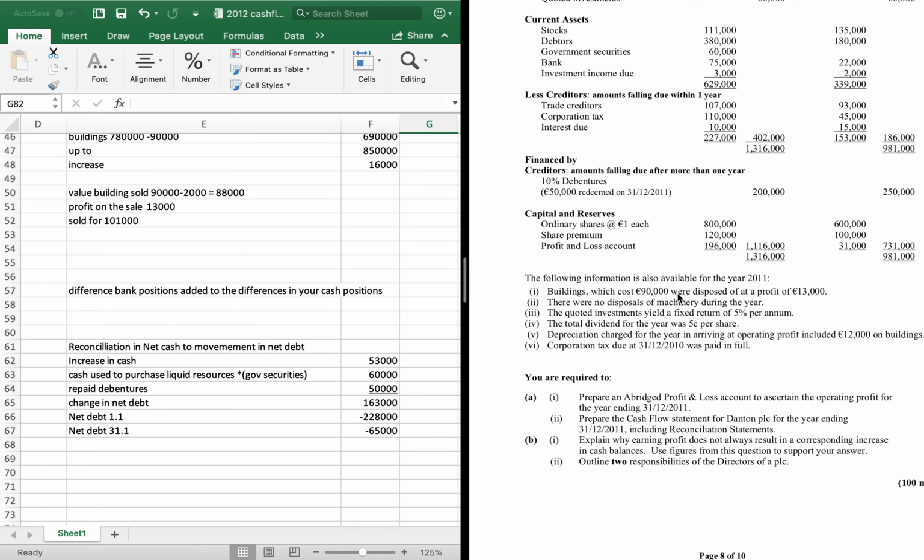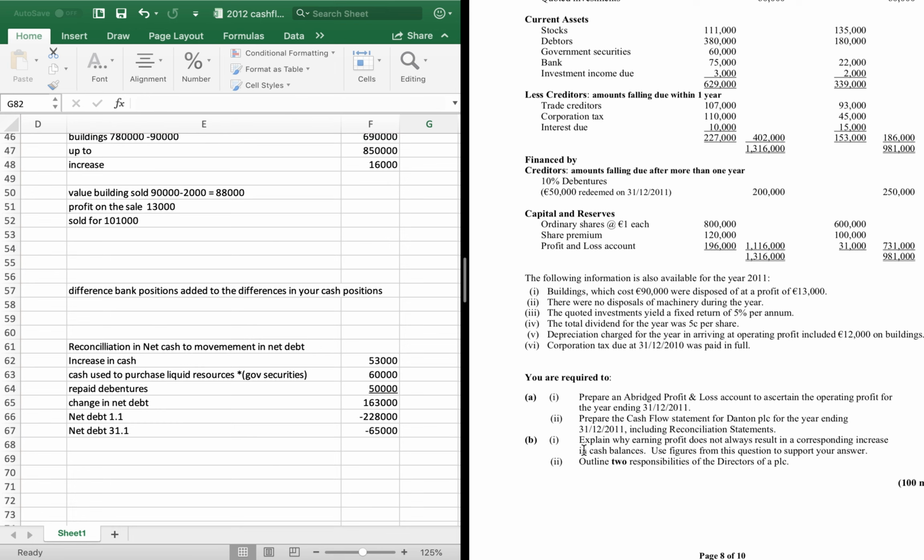Now, the first question is really, really easy, and it's the basis for what cash flow statements are. It's: explain why earning profit does not always result in a corresponding increase in cash balances. Use figures from your question to support your answer. So we can say that not all profits are cash. Not all increases in profits are cash.